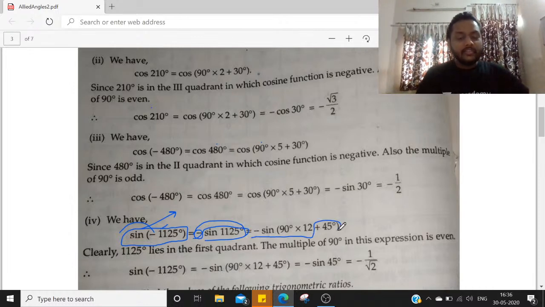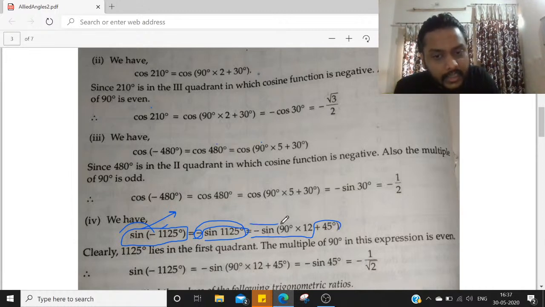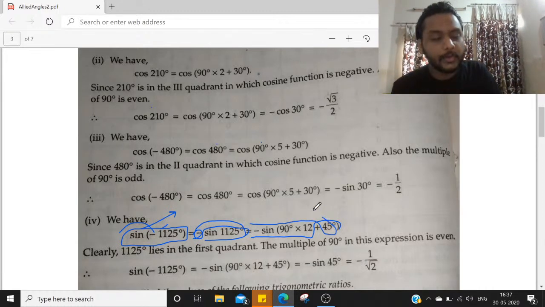Because if you do 90 times 12, what is it? 90 times 12 is nothing but 990 plus your 90, that is 1080. Okay? And if you add 45 to 1080, you will get 1125. Okay? So basically what you have is minus sine 90 times 12 plus 45 degree.